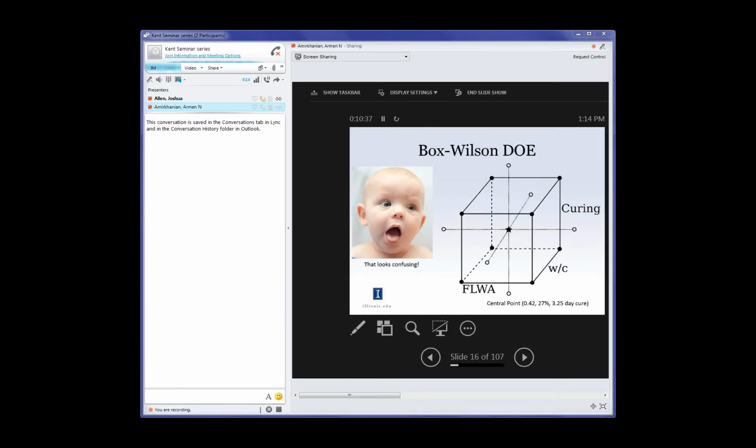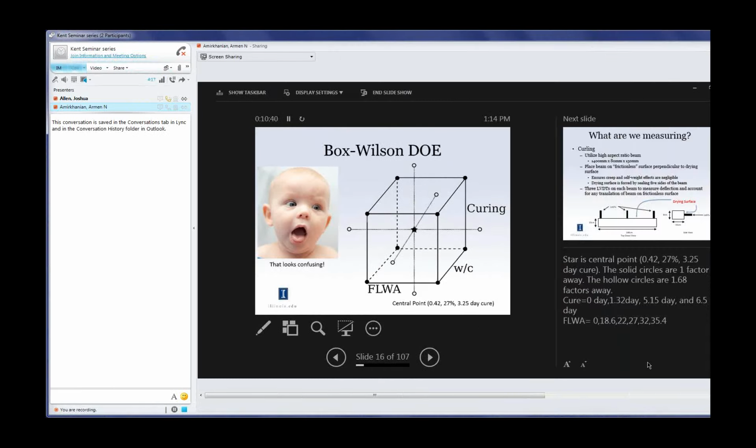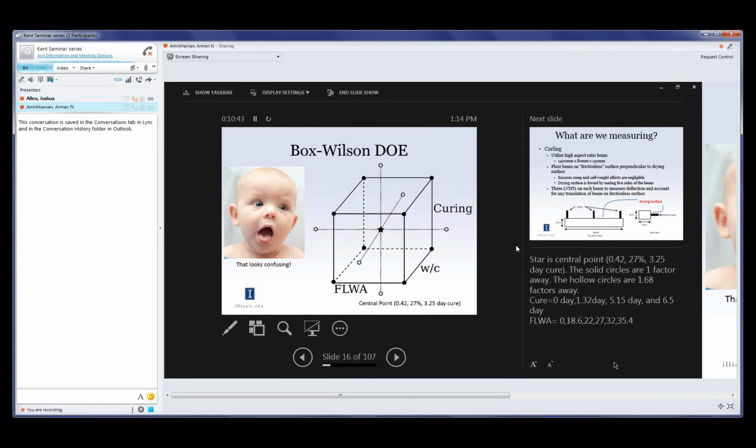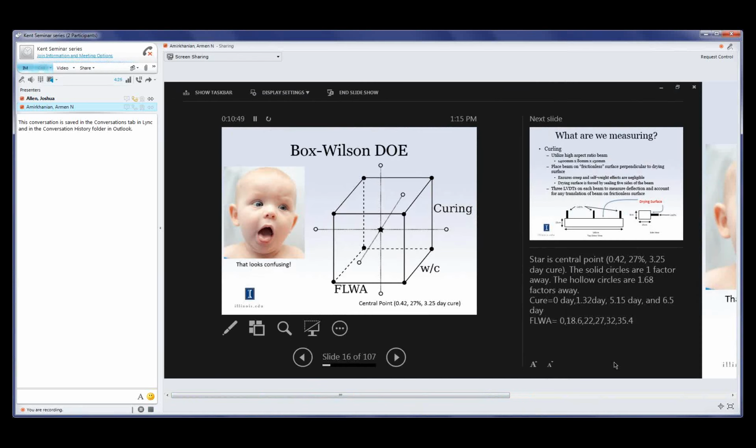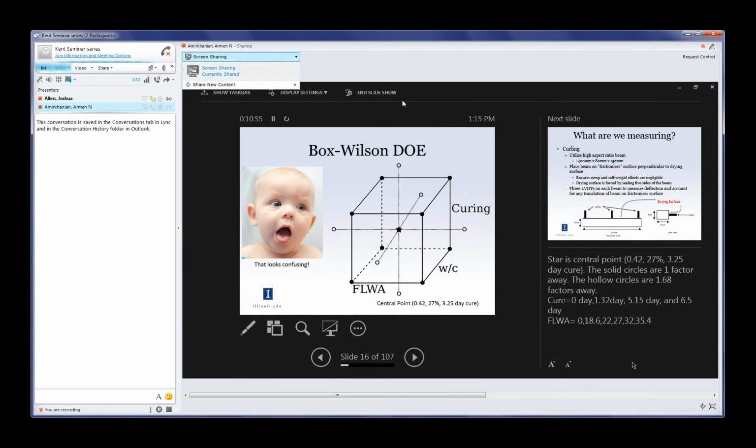So this is a little diagram showing the Box-Wilson design. We have our 3 variables, the lightweight content, water cement ratio, and curing, and we have the 15 different points we're looking at. So this is just sort of a graphical representation. Not really important for you guys to focus on this too much, but just showing that we're testing sort of a cube or sphere volume of testing parameters.